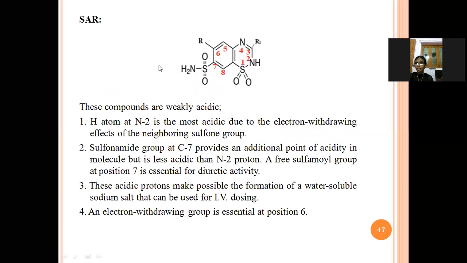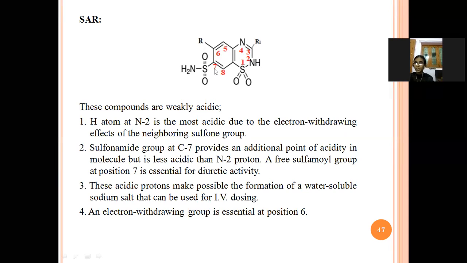Next, SAR. If you see the structure of the thiazide, at the second position the hydrogen atom is there. So it acts as acidic in nature and it will affect the neighboring sulfur group. So for this atom, what is the neighboring sulfur group? This is in the first position. So the presence of this hydrogen in the second position acts as acidic in nature, so it will affect the neighboring sulfur group.